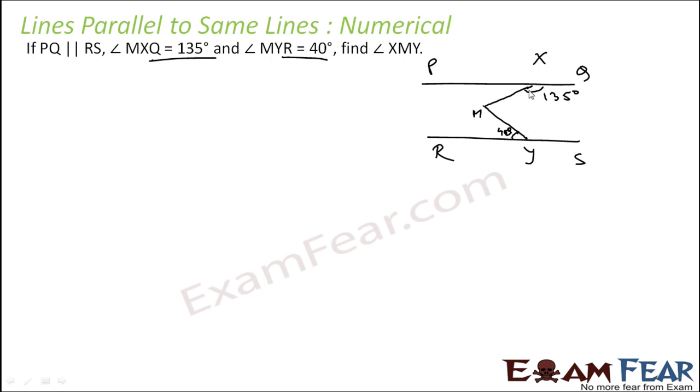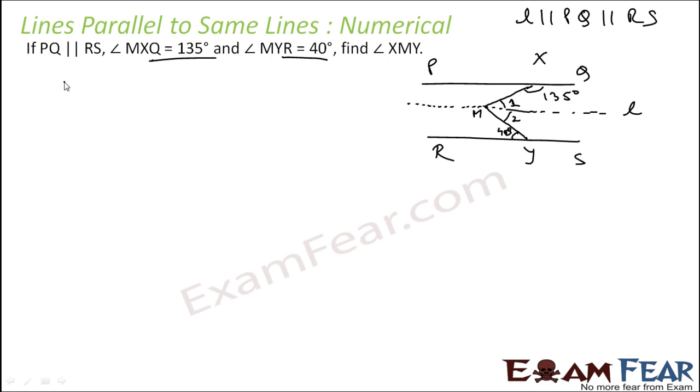XMY we can't find directly. So let's draw a dotted line parallel here. Let me call it line L. So line L is parallel to PQ and is also parallel to RS, because PQ and RS are parallel, so if you draw another line, it will be parallel to both. Now if you see, I can easily find this angle because these two are angles on the same side. I can also easily find this angle because they are alternate angles. Let me call this angle 1 and this angle 2.